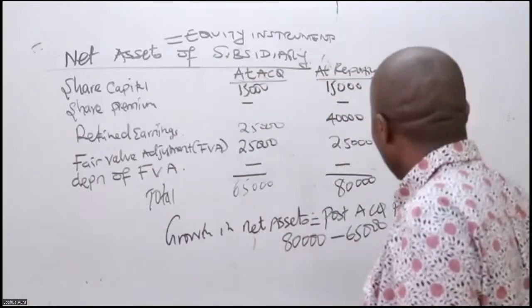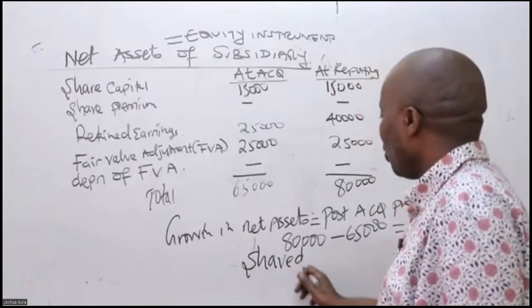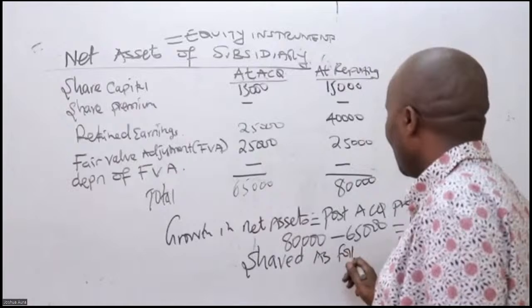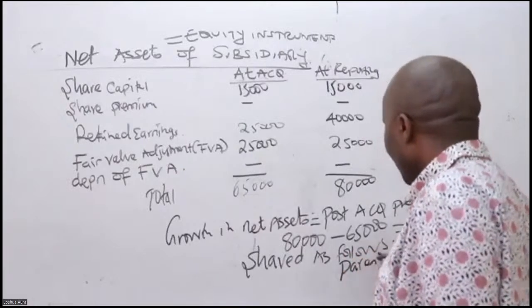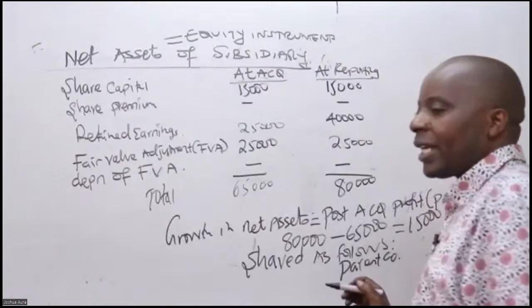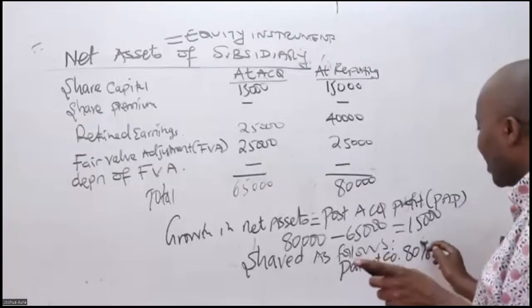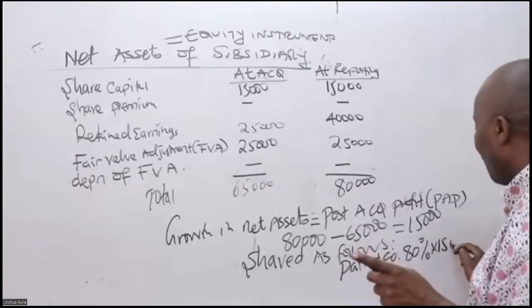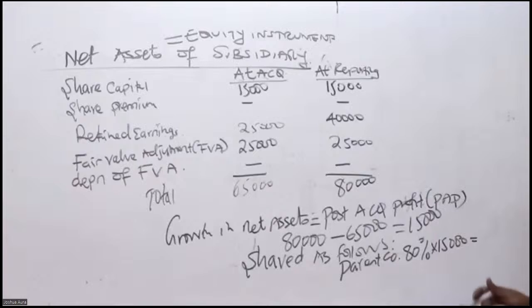So in this case, this is shared as follows. We have here the parent company. The parent company owns 80%. So 80% of 15,000, what do we have here?